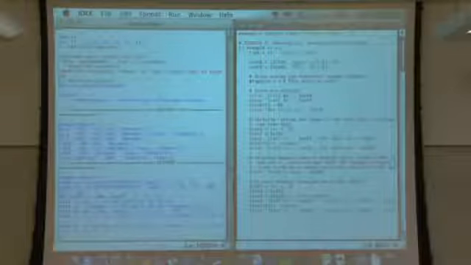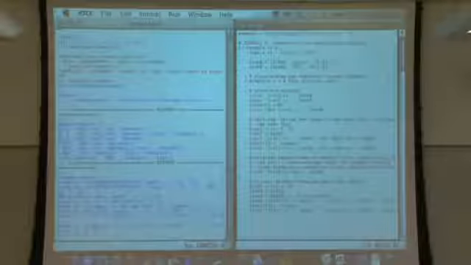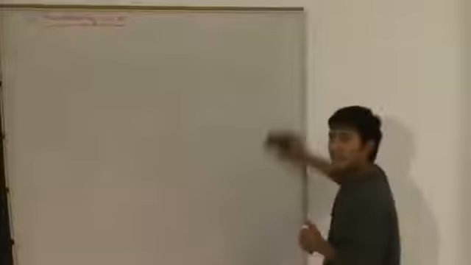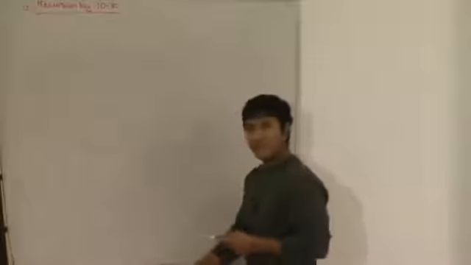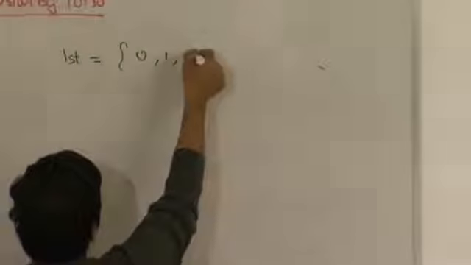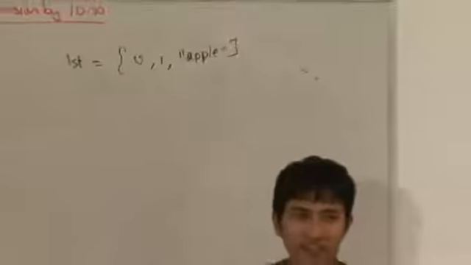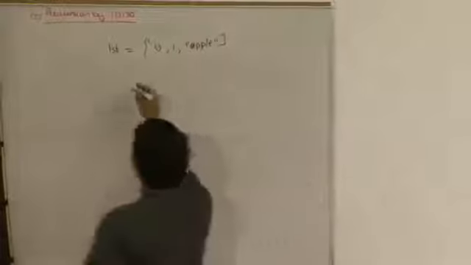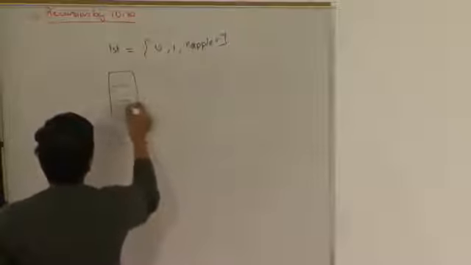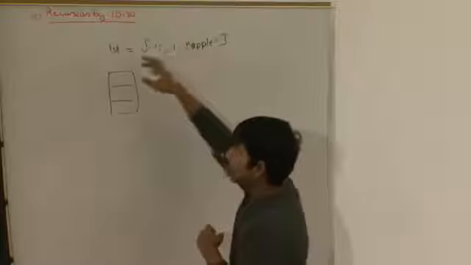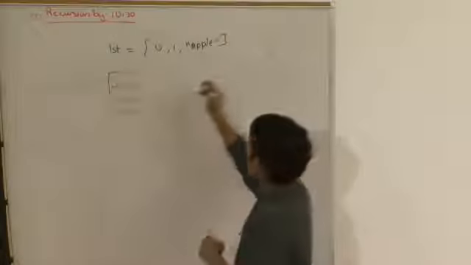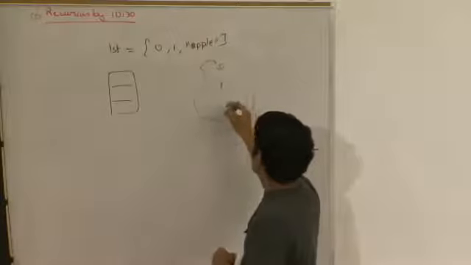Okay, there's an interesting part here. Lists are mutable, that we understand. But how are these lists actually stored in memory? For example, suppose you have a list LST, 0, 1, apple. How do you think it's stored in memory? So you have 3 elements, but these elements are actually not stored in the list itself. They're actually in memory: 0, 1, apple.